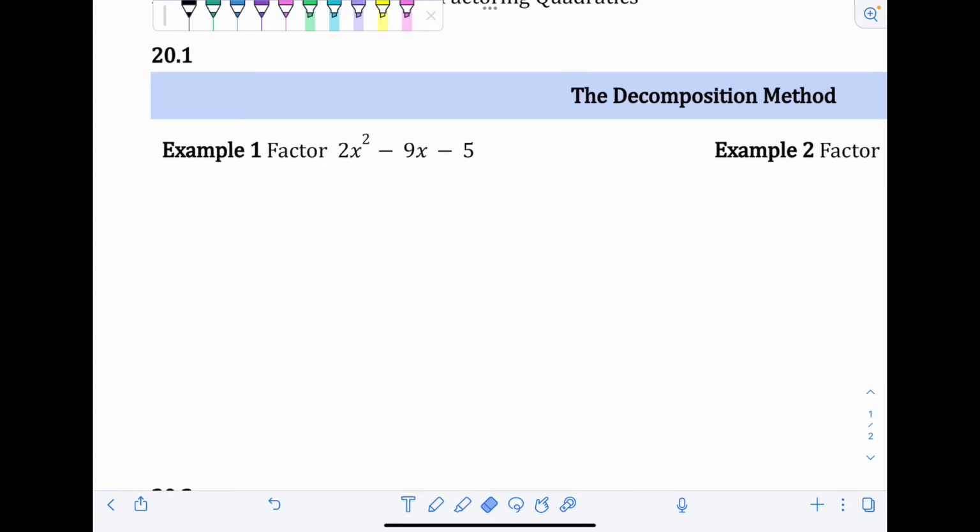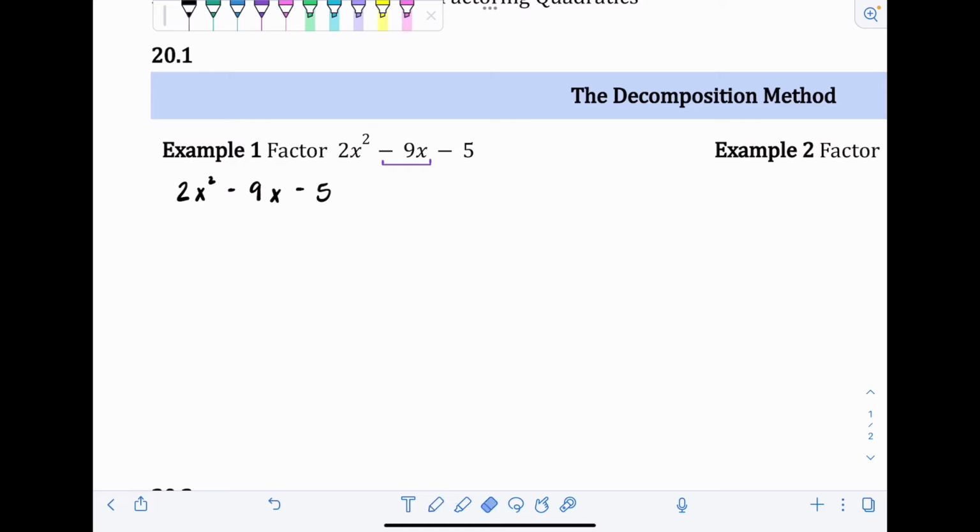Okay, so factor 2x squared minus 9x minus 5. It's called the decomposition method, and one reason is because we're going to break apart this minus 9x right here. So I'm going to go ahead and rewrite the problem: 2x squared minus 9x minus 5. What I mean by break apart is we're going to rewrite it as two things that have the same value as negative 9x, like negative 4 and negative 5, or negative 10 and positive 1.